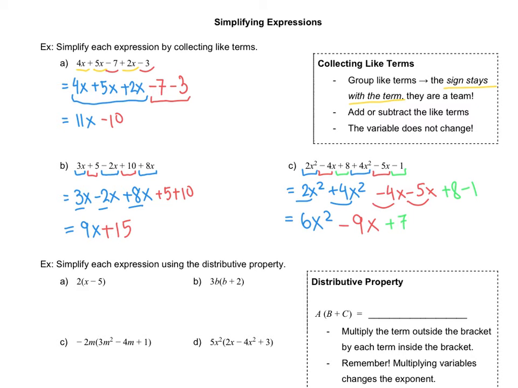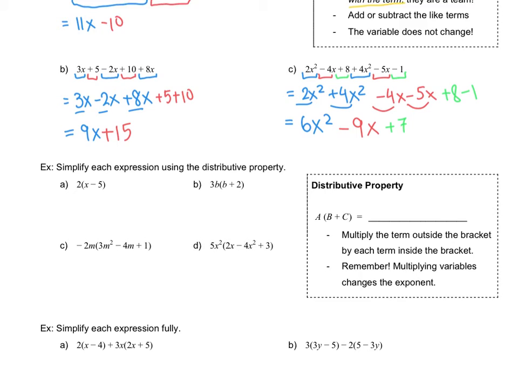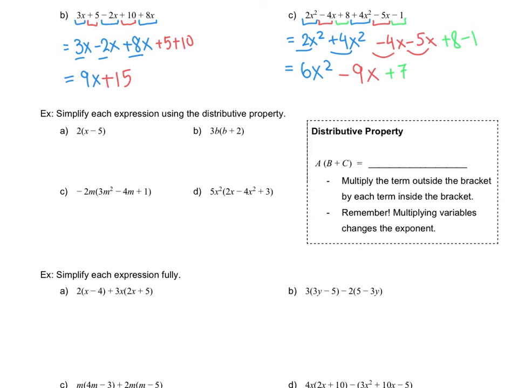And that's it for collecting like terms. Now we're going to extend this and bring in some brackets. So when we do have brackets in our algebraic expression, we have to remove them. And the way that we remove them is by using the distributive property. You'll notice in all of these 4 little examples here, I have a term in front of my bracket.